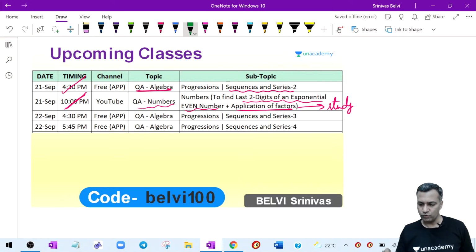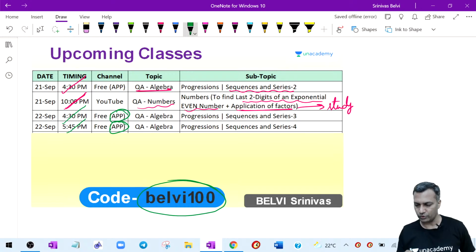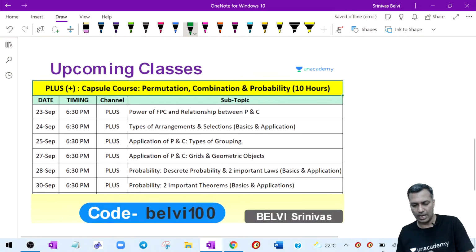And on the 22nd, we will do 2 algebra lectures, both on the app. You have to download the app, and while downloading, it can ask for some educator code. You can use the code and download the app.